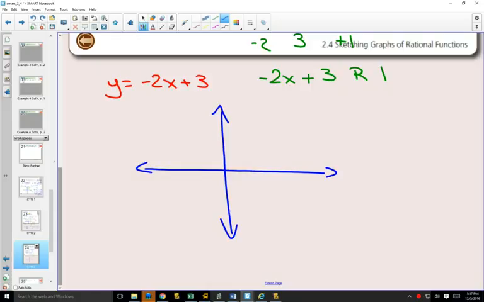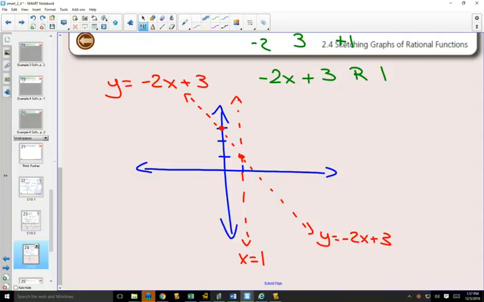We had our vertical asymptote at x equals 1. And our oblique asymptote at negative 2x plus 3. That's just a line, so you can start with your y-intercept at 3. A slope of negative 2 means down 2 over 1. Once you've drawn both of your asymptotes, we now look for x-intercepts and y-intercepts.